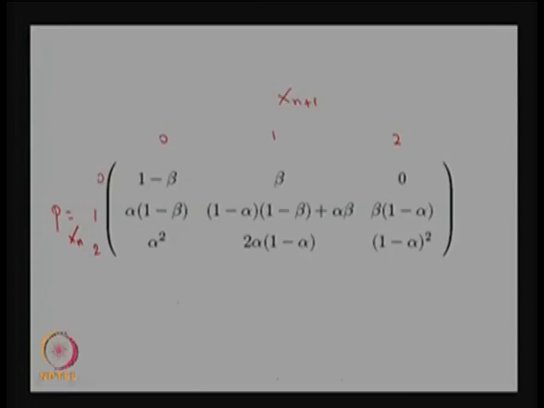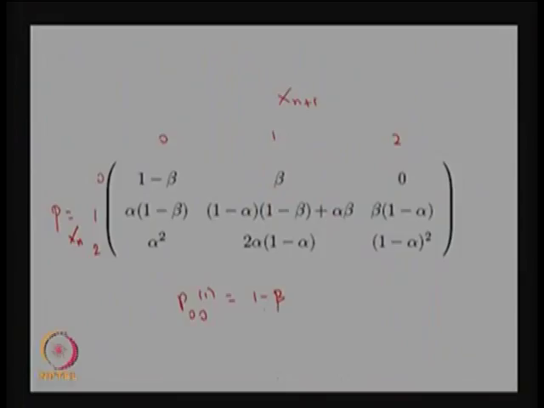So, the first entry, 0, 0, gives the probability that, in the nth step, the number of working machines is 0, and in the n plus 1th step also 0 machines are in working condition. That means all 2 machines are under repair, and the probability that the crew does not complete a repair is 1 minus beta. Therefore, the probability is 1 minus beta.